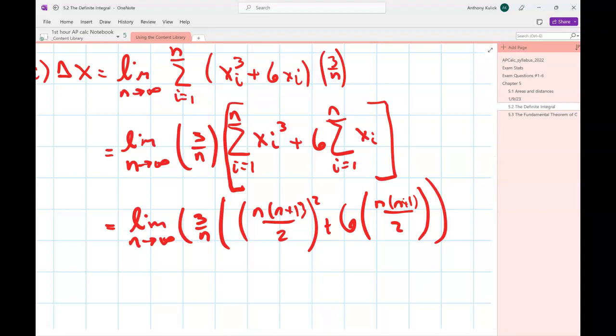And now I'm just going to work on evaluating this thing. But it sounds like I'm out of time. So you'll have to remind me next time to come back and finish up where we left off in section 5.2. I'll put the 5.2 homework up.